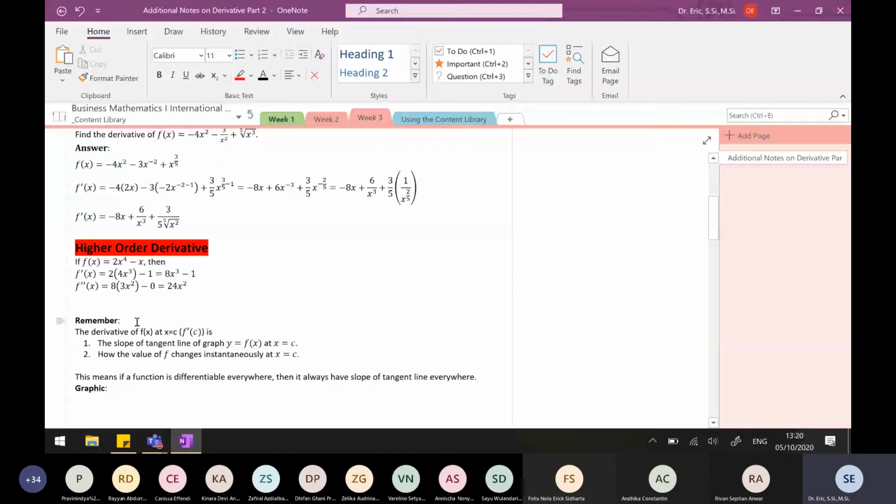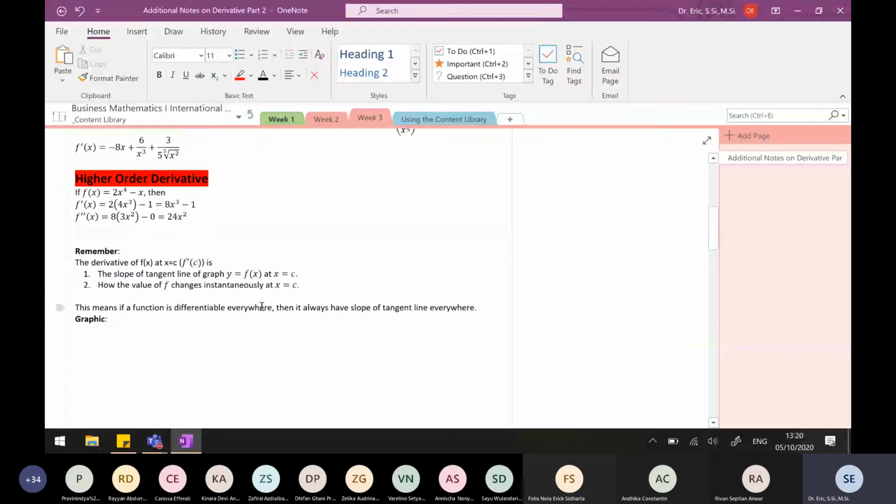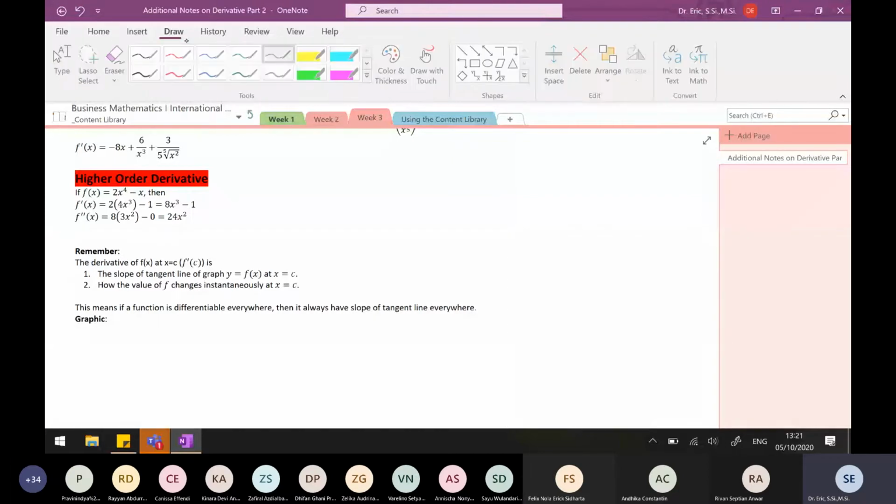Okay, this one you have to remember. The derivative of f(x) at x equals c, what we usually call f prime c, the derivative of f at x equals c. What is this? The slope of the tangent line of the graph y equals f(x) at x equals c. Okay, yeah? Or in physics, we usually say how the value of f changes instantaneously at x equals c. This means if a function is differentiable everywhere, then it always has a slope of tangent line everywhere. This is the graphic, just like in my slide.